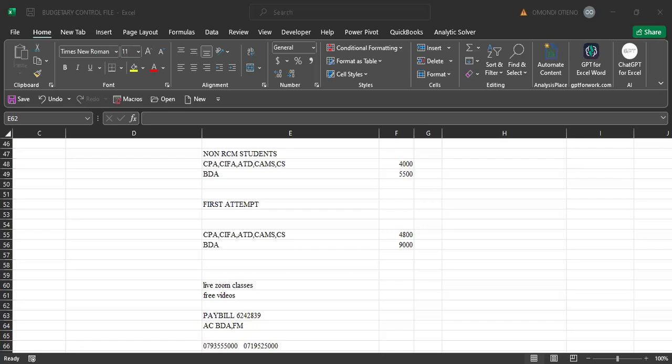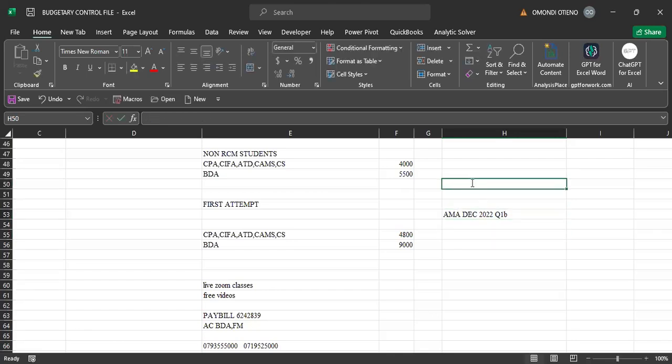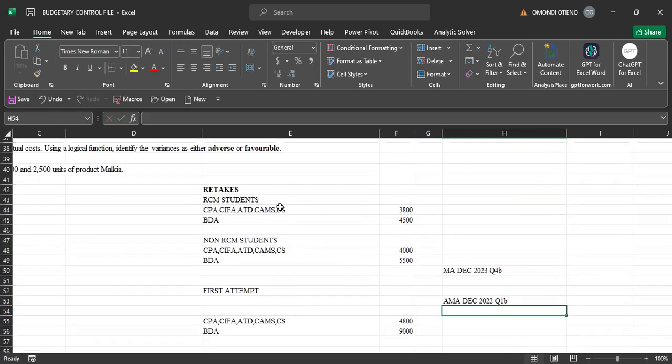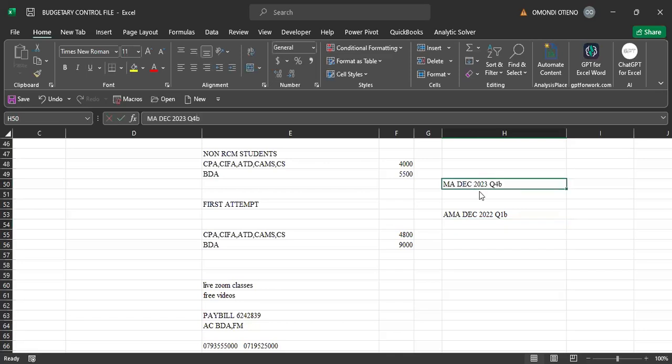So the advanced management accounting students, you can go to AMA, December 2022, question number 1B. You should be able to handle that particular question. Then someone who is doing CPA intermediate level, that is management accounting, you can go to December 2023, question number 4B. You'll be able to handle another question that covers the same concept that we've actually tackled here. So that's what will enable you to do revision with regards to the concept that we've learned today.